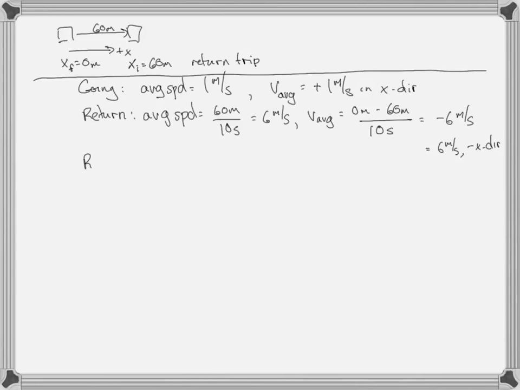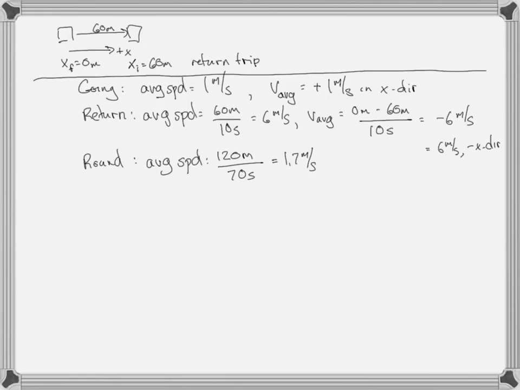What about the round trip? For the round trip, my average speed is total path length traveled. I went 60 meters out, 60 meters back. That is 120 meters. And for the round trip, it took me 60 seconds out, 10 seconds back. Total time elapsed is 70 seconds, right? There you go. And so therefore, for my round trip, my average speed is 1.7 meters per second.